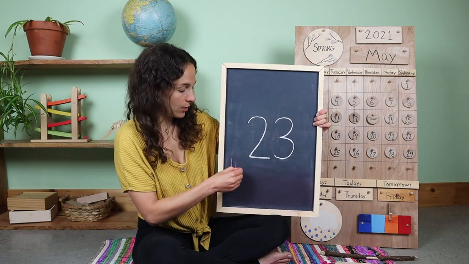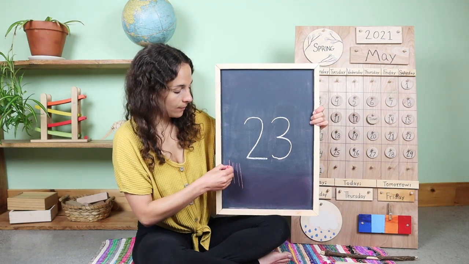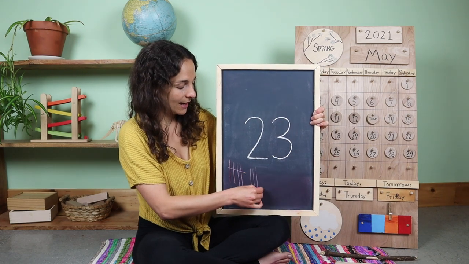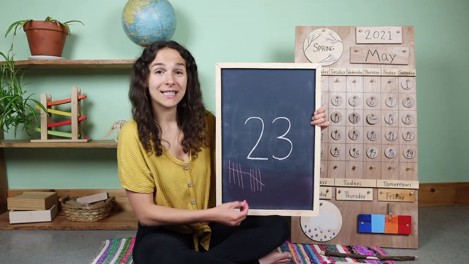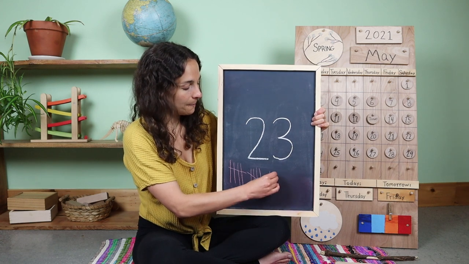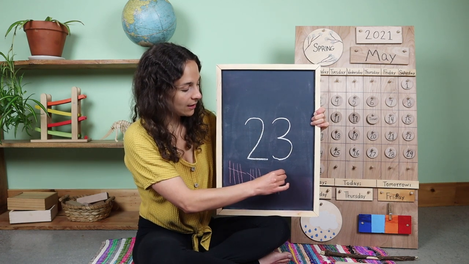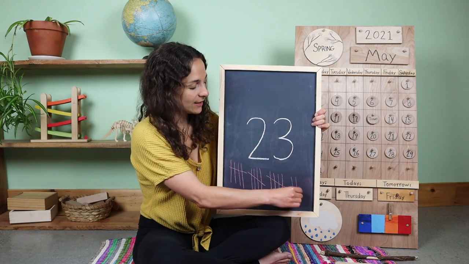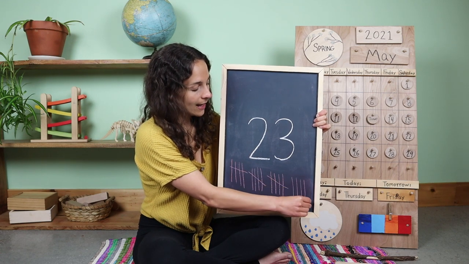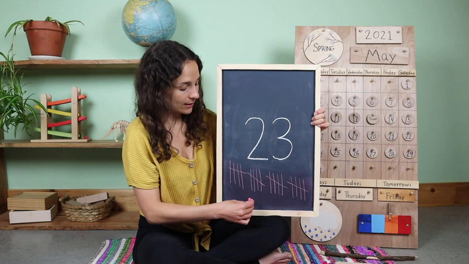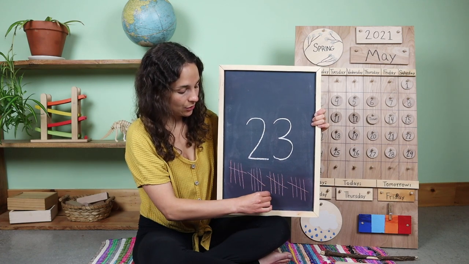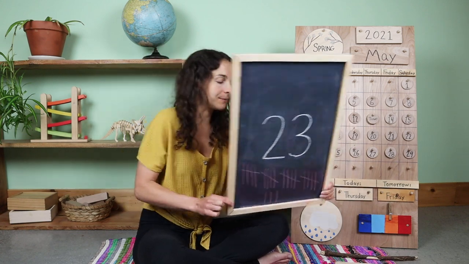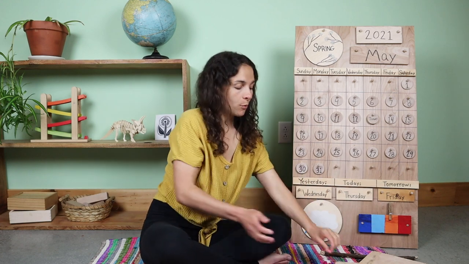1, 2, 3, 4, 5 goes across, 6, 7, 8, 9, 10 goes across, 11, 12, 13, 14, 15 goes across, 16, 17, 18, 19, 20 goes across, 21, 22, and one more makes 23. 23 tally marks. I also have one more thing to count.